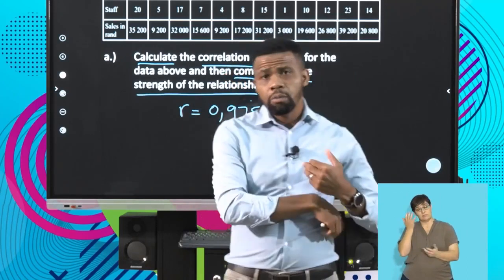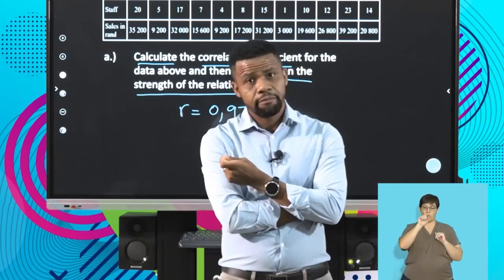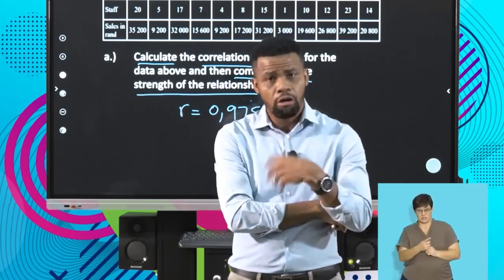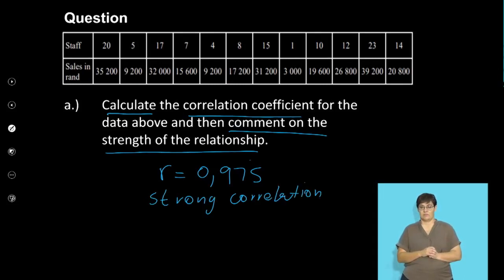So we get a correlation of 0.975. What does it mean? This is a strong correlation because this is close to 1. There's a strong correlation. What does it mean? It implies the more staff members at work, the more the number of sales increases.